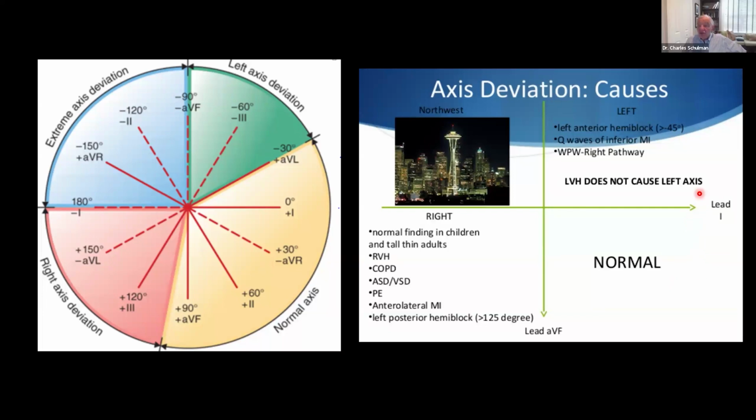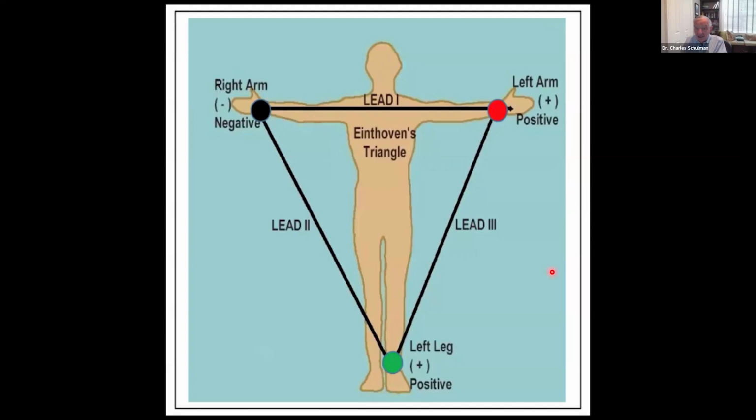Okay, so you want to go over axis again? Yes, and I'm sorry, I was actually thinking the triangle figure. You don't mean axis. You mean Einthoven's triangle. Yes, that's it. This, right? Yes. Okay. So these are the bipolar leads.